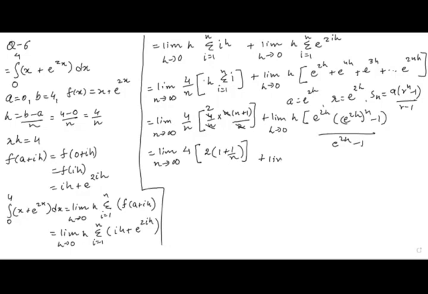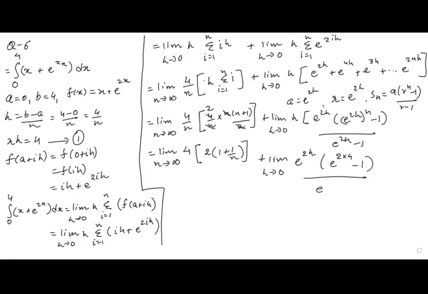Plus limit h tends to 0. I will take this h in the denominator of e raised to 2h minus 1. So e raised to 2h, e raised to 2nh. Now keeping the value of nh as 4 from equation 1, e raised to 2h minus 1, this h as power of e is 2h. I will multiply 2 and will divide 2. And I will write it there from 1.